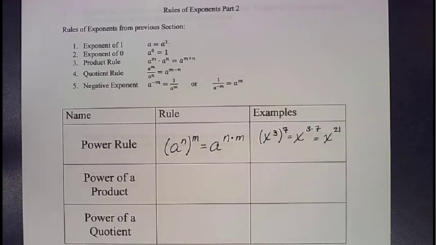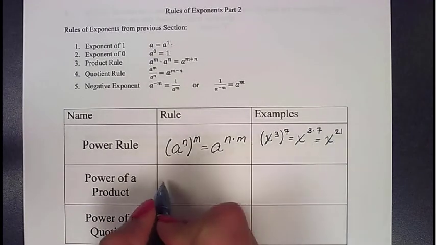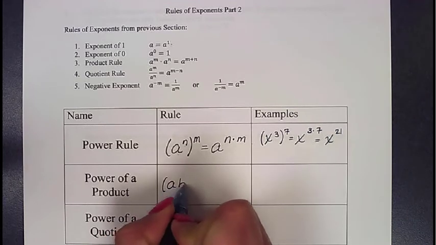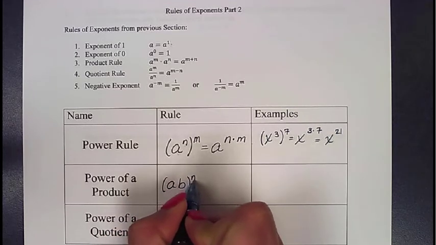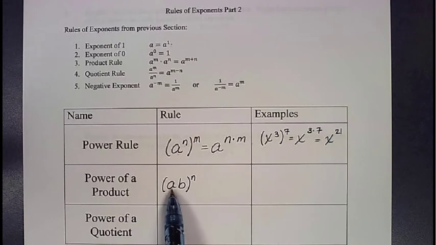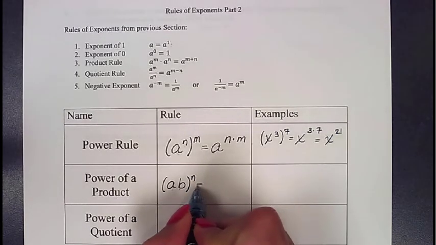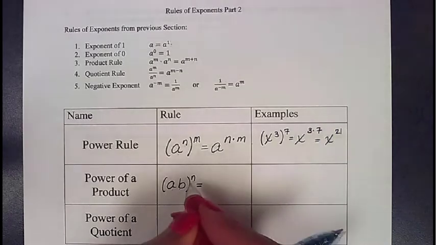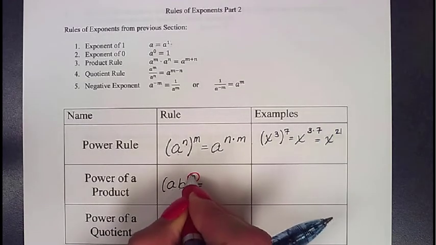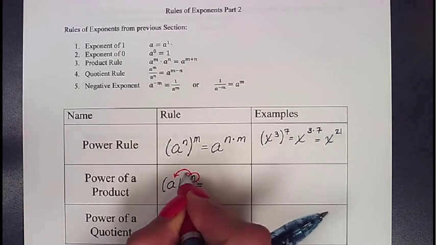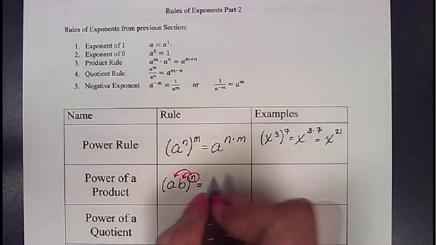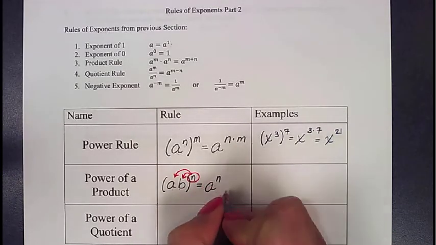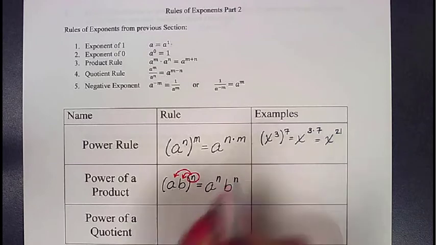Now we have the power of a product. What that means is that if I have more than one term inside of parentheses, like this one where we have a and b both being raised to the nth power, it's kind of like a distribution rule. But I want you to make sure you understand that I'm not distributing like a number in there, I'm distributing an exponent. So this n would go to the a as well as to the b, and this would be a to the nth power and b to the nth power.